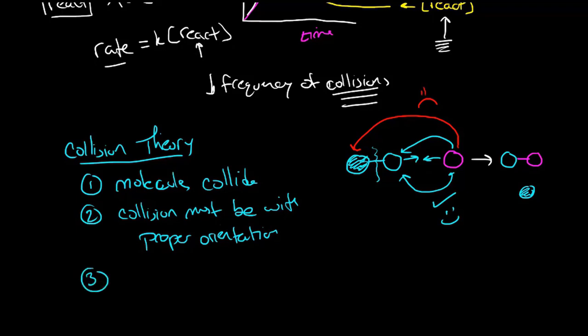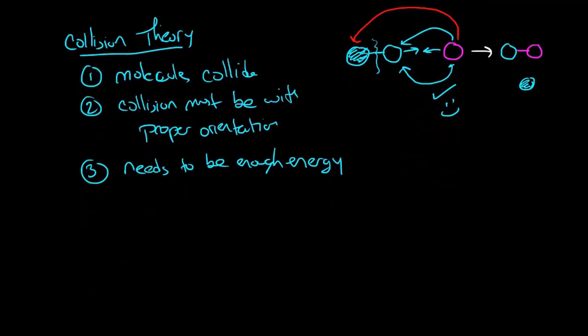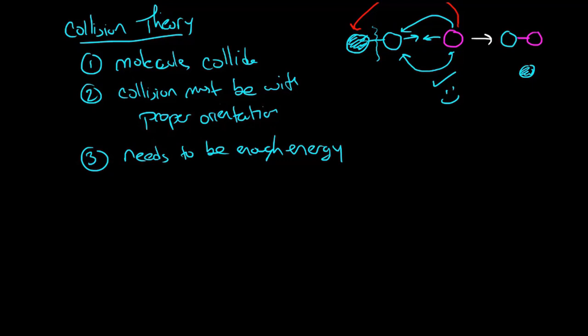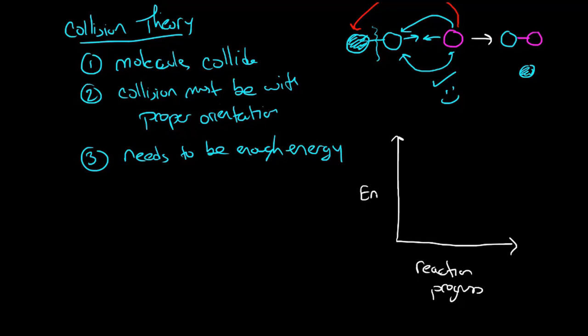And the third part is that when the collision happens, there needs to be enough energy. So there needs to be enough energy for a chemical reaction to occur. Let's think about this one in a little bit more detail. So the idea here is that when we think about the progress of a reaction, so this is reaction progress, and this is going to be versus the energy of the reactants or products, or really any type of compound throughout the course of the reaction. So we are proceeding from reactants to our products.